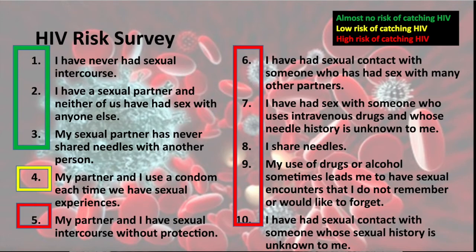So number 5, my partner and I have sexual intercourse without protection, which is just stupid. Number 6, I have had sexual contact with someone who has had sex with many other partners. Number 7, I've had sex with someone who uses intravenous drugs and whose needle history is unknown to me. Number 8, I share needles. Number 9, my use of drugs or alcohol sometimes leads me to have sexual encounters that I do not remember or would like to forget. And number 10, I've had sexual contact with someone whose sexual history is unknown to me. So 5 through 10 are all high-risk behaviors that make you more likely to contract HIV.